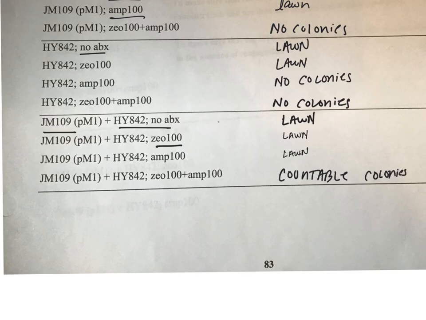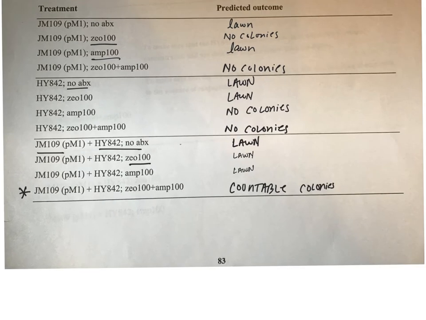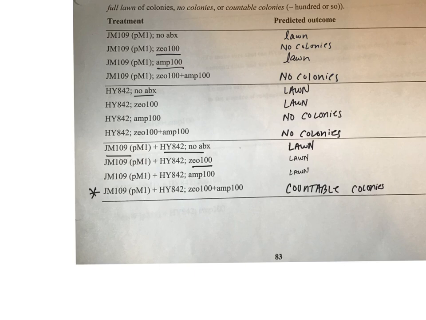So the way that we know that conjugation took place is really by, you have to have all 12 of these controls, but the key experiment is this final one here. When you mix those bacteria together, if we can see countable colonies, then we know conjugation took place, because when you compare that to either of the parental strains, there were no colonies under those conditions. All right, I hope that's helpful.